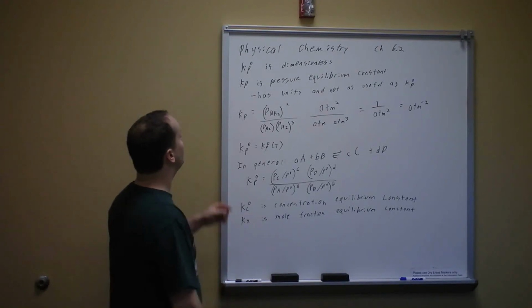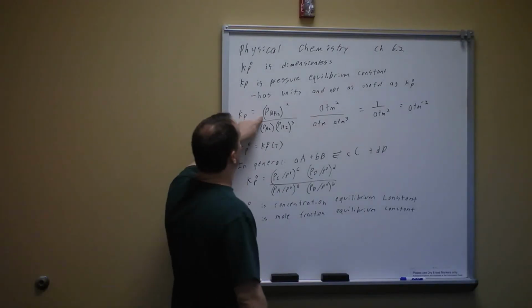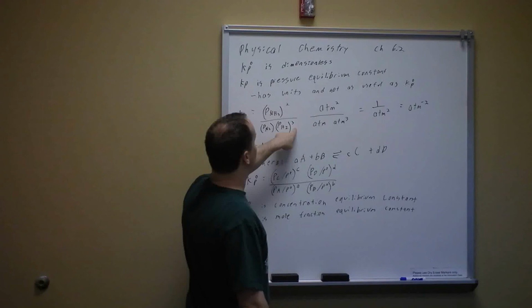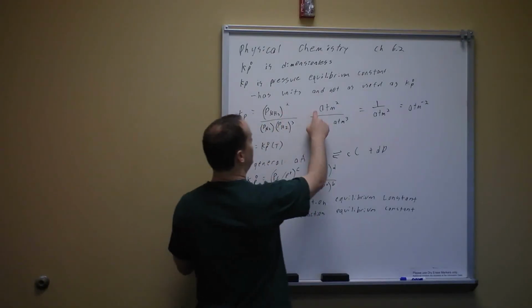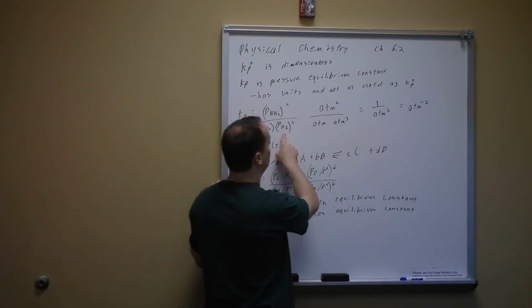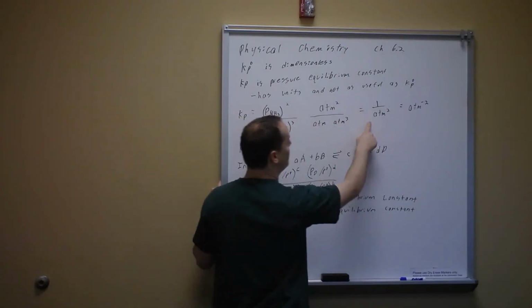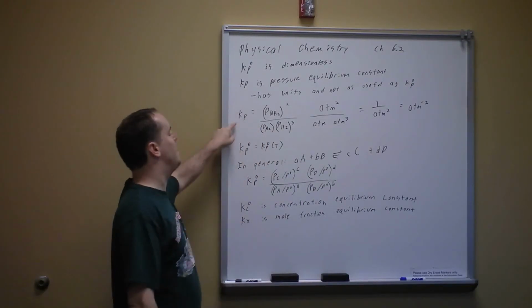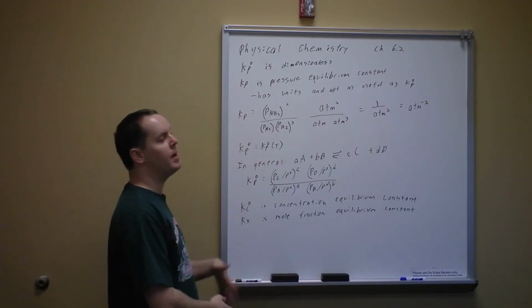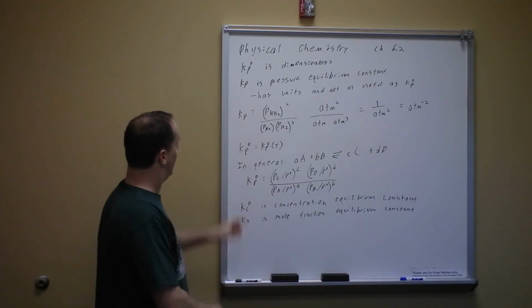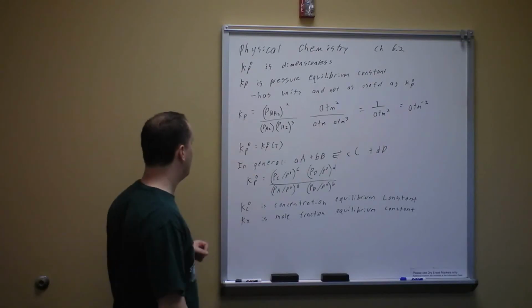For example, using the same reaction, we have Kp. So we have the pressure of the ammonia squared divided by the pressure of nitrogen times the pressure of the hydrogen cubed. This is obviously atm squared. This is obviously atm. This is obviously atm cubed. So that gives us 1 over atm squared, or just atm to the minus 2. So the Kp could have units of atm, atm squared, atm cubed, whatever, just depending on the reaction. Kp naught is a function of temperature though.